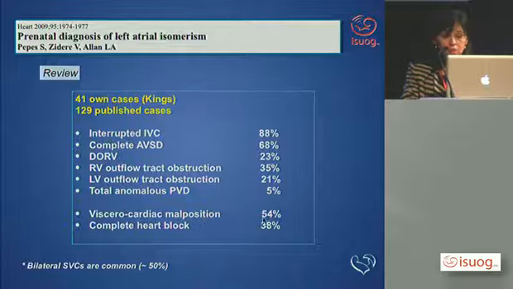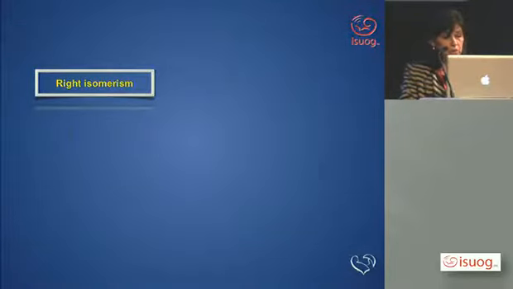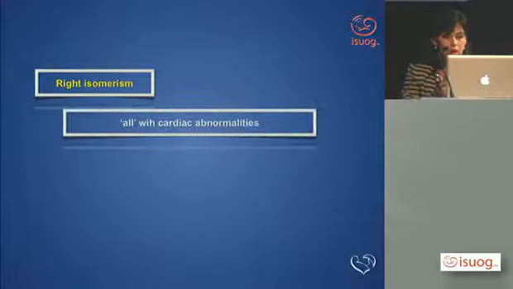Malposition of the viscera, easy to spot, a lot of them if you look for them, and heart block up to nearly 40%. I also put here bilateral superior vena cava are very common in both right and left isomerism. So let's try and summarize a little bit what kind of abnormalities we can get with them and how important they may be. So right isomerism, I think it's fair to say that all right isomers will have cardiac abnormalities.